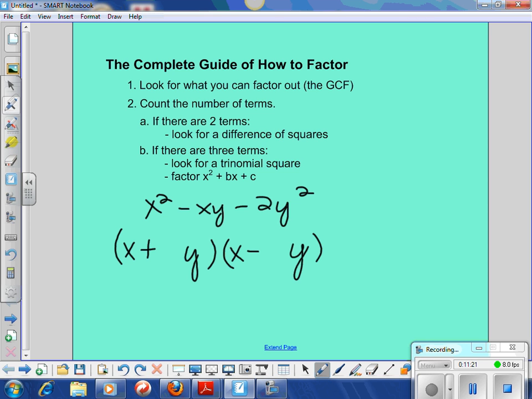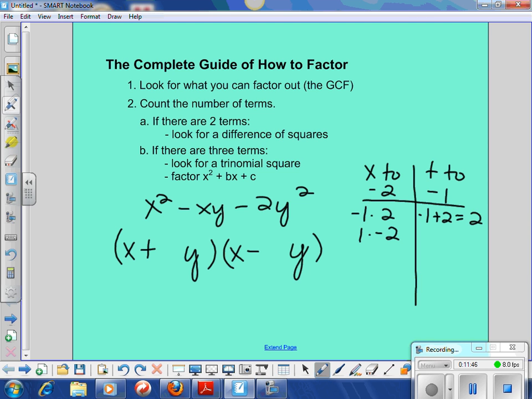So now let's go back to our chart. I'm going to see two numbers that multiply to negative 2 and add to negative 1. Remember, it's negative xy, it's the implied 1. So to multiply to negative 2, I could have negative 1 times 2, or I could have 1 times negative 2, correct? So negative 1 plus 2 is equal to 1, and 1 minus 2 is equal to negative 1. It's our second term, so it's a positive 1 and a negative 2. Make sure you check all these as you go through them.